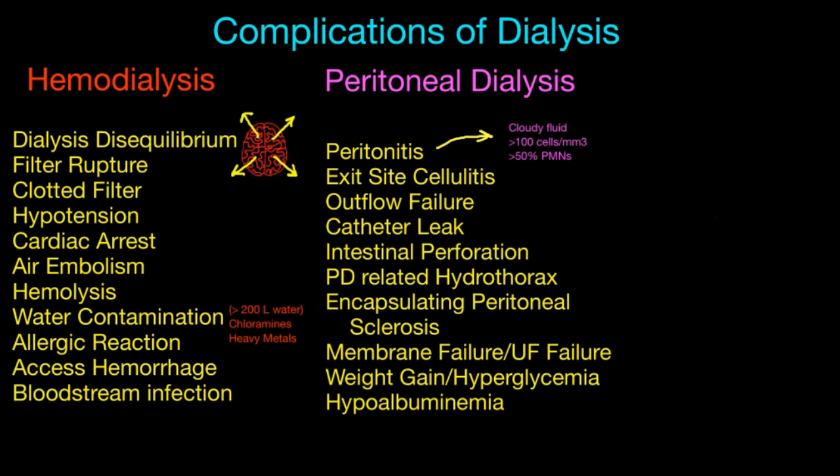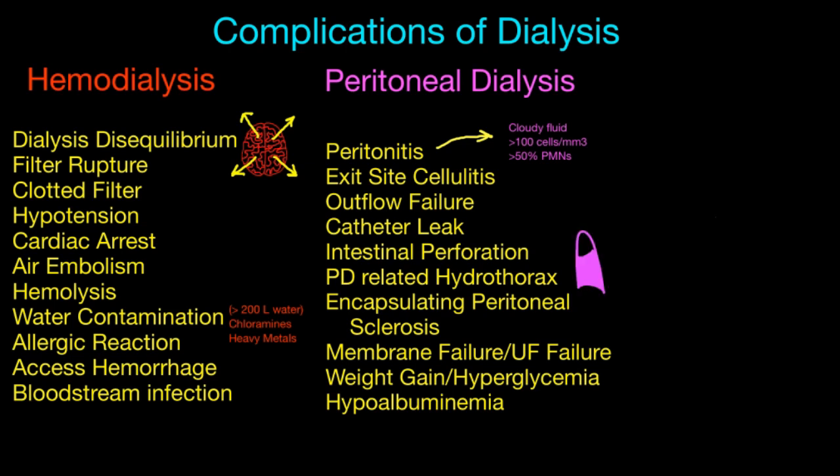Also, that catheter could leak. If there's a leak, you can understand that now there's a connection between the outside world and the patient could get peritonitis. Sometimes right after placement of the PD catheter, there could be intestinal perforation. That's obviously something to be aware of.